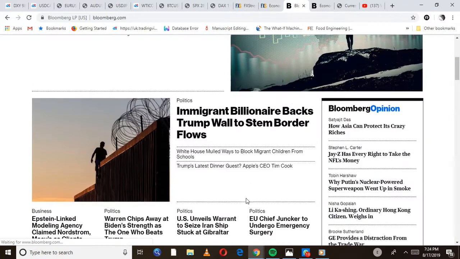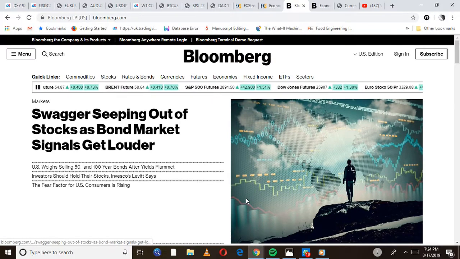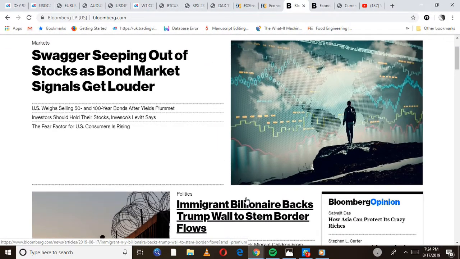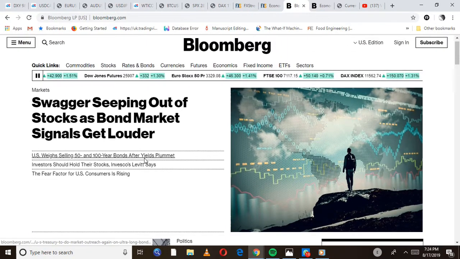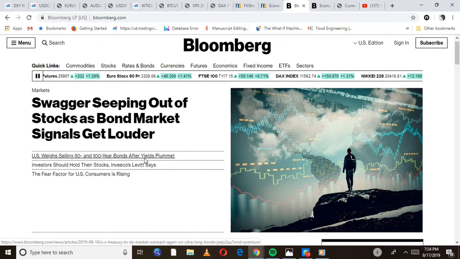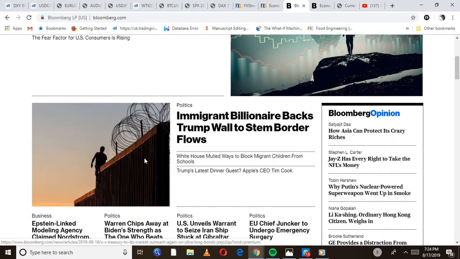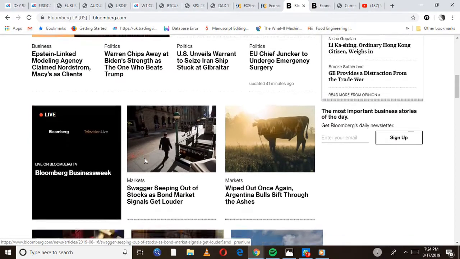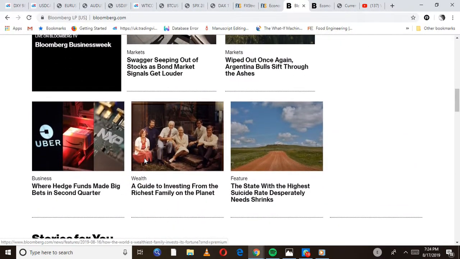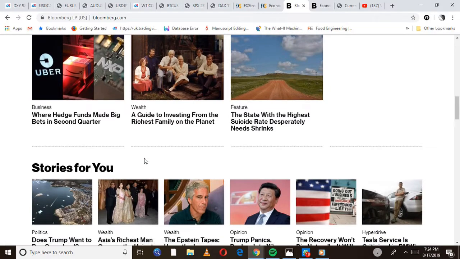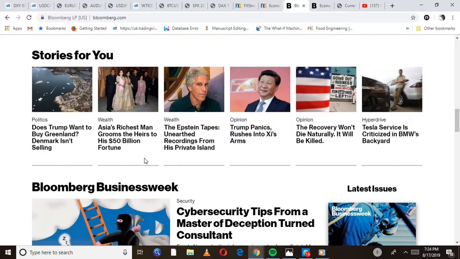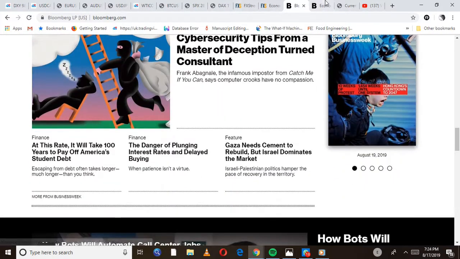Now moving to Bloomberg. I love Bloomberg in terms of the overall picture and the financial markets performance. There's a huge signal of economic recession happening. You guys should go and look at that link I sent about economic recession. Furthermore, the swagger is sipping out of stocks as bond market signals get louder. Immigrants, billionaire backs Trump hold to stay border flows. Well, nothing much. What can I say? Nothing really interesting.